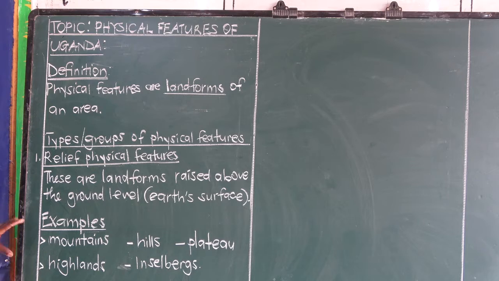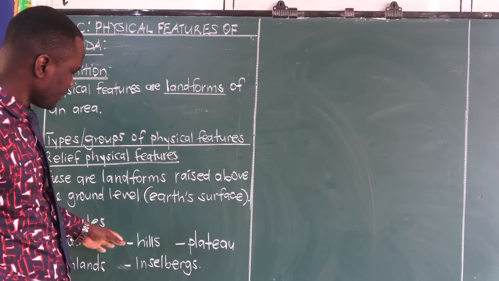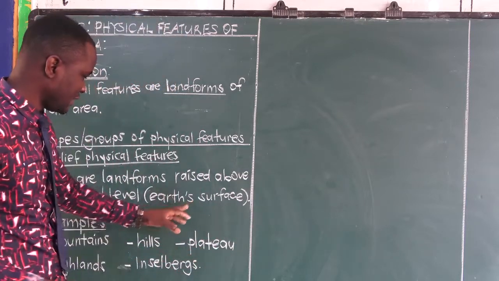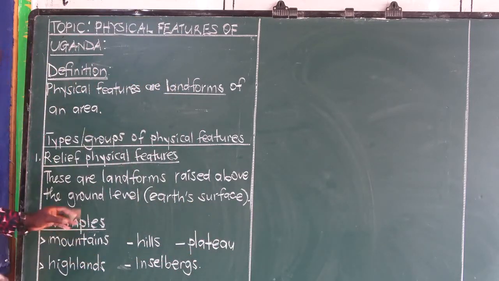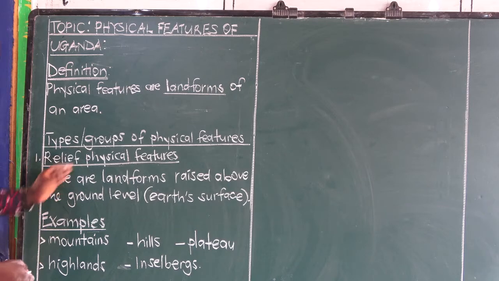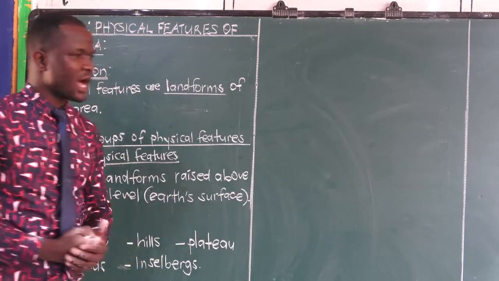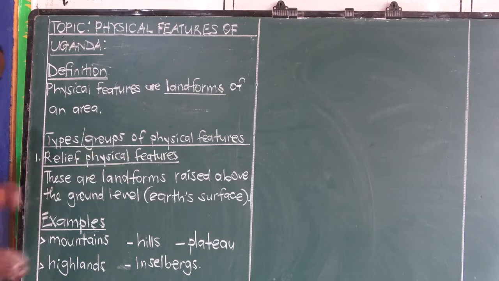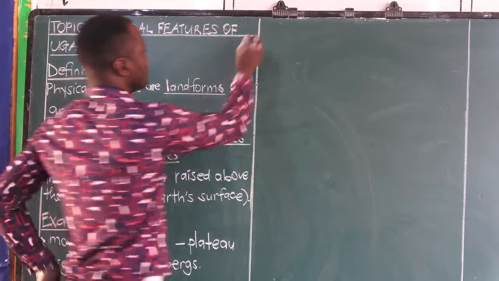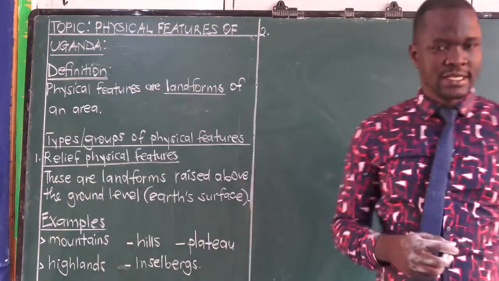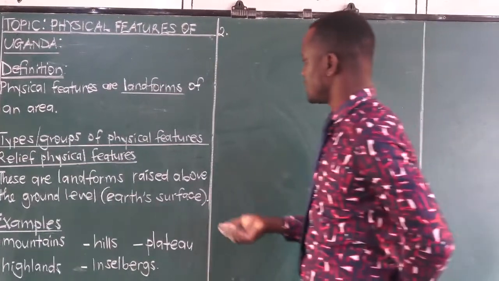So for that case, we have got these features which are raised above the earth's surface, or raised above the ground level, and we have called them relief physical features. So let's go and look at the other type. Remember that has been type 1, relief physical features, meaning we are now going to look at the second one. What is the second one?